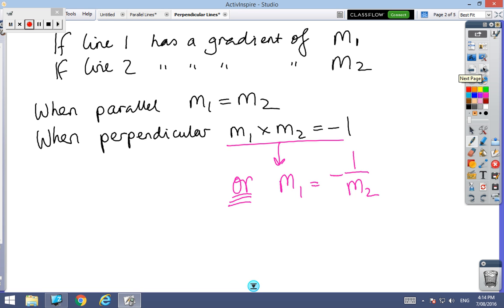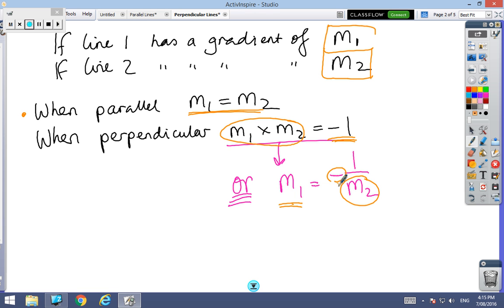So again, if we've got the gradients, if one gradient is m1 and the other gradient is m2, when they were parallel, which was the first video, they were equal to each other. But when they're perpendicular, this time when you multiply them you get an answer of -1. Or the other way to look at it is if you've got one gradient, you turn the other gradient upside down, the reciprocal, and put a minus sign.